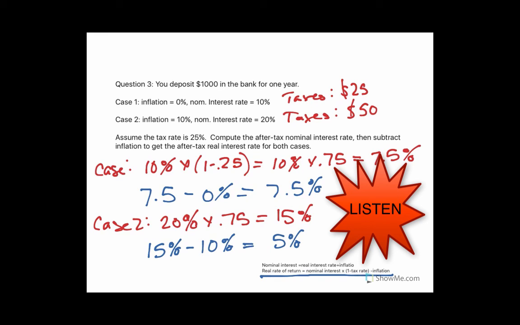So case 1 didn't have inflation, so the after-tax real interest rate was no change from the nominal interest rate, but in case 2, that 10% inflation drove it down to 5%, so you're effectively getting less money back on your initial deposit. I hope that helped with the Fisher effect.